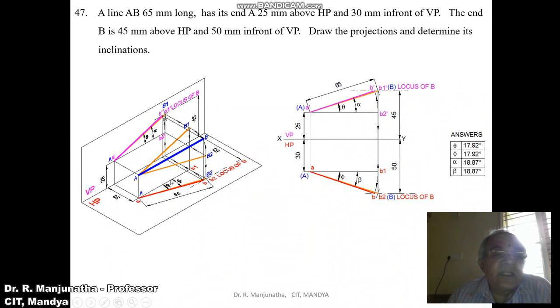With A as center, taking the radius of AB1, you rotate it such that it will cut the locus of B in the top view, and you mark this point as small b. So this is what we have done when rotating in space. Now similarly, for the front view also we have to do the same thing.